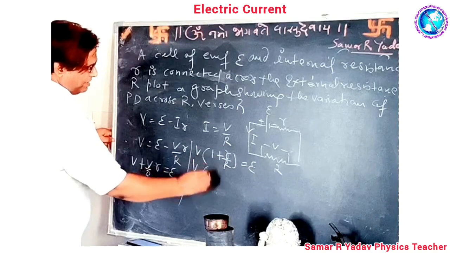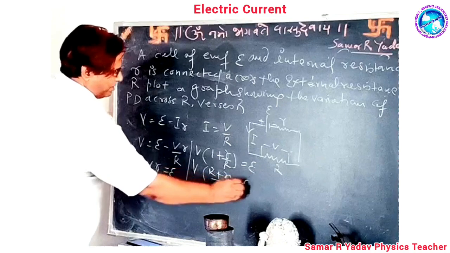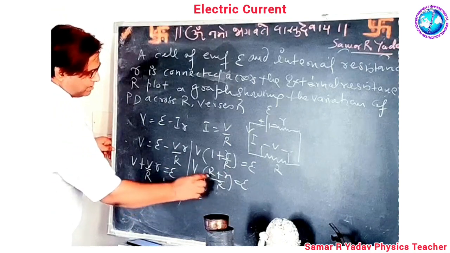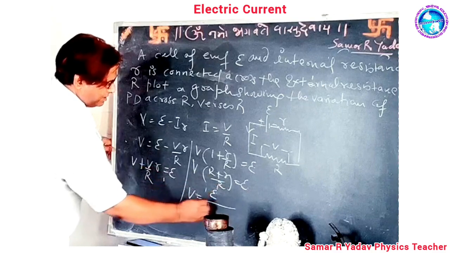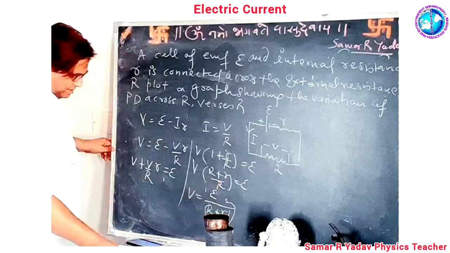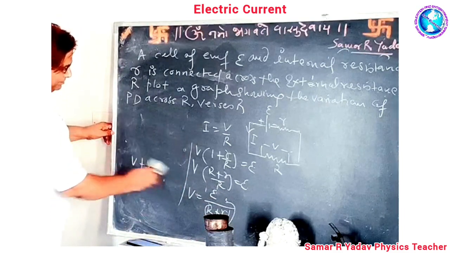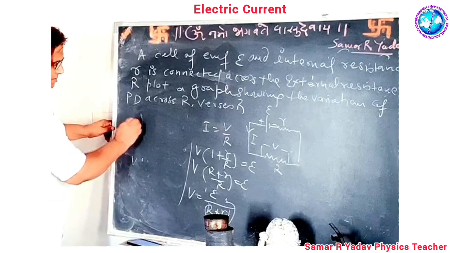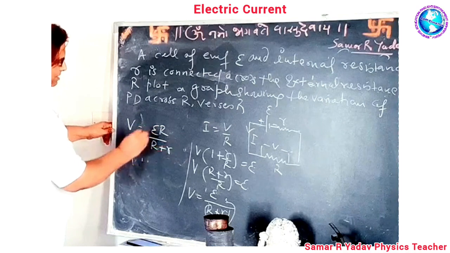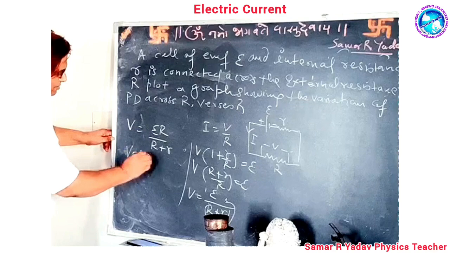Therefore, V into R plus small r upon capital R is equal to E. Therefore, V is equal to E divided by R plus small r upon R, so this R will come into the numerator. So finally we get V is equal to E R upon R plus r. From this we can say that E will be constant. So finally V is proportional to capital R.